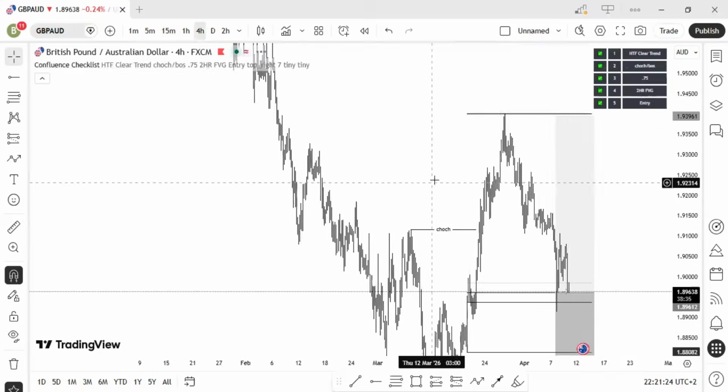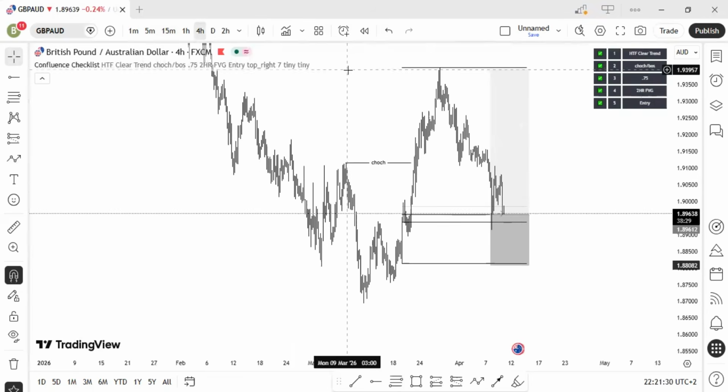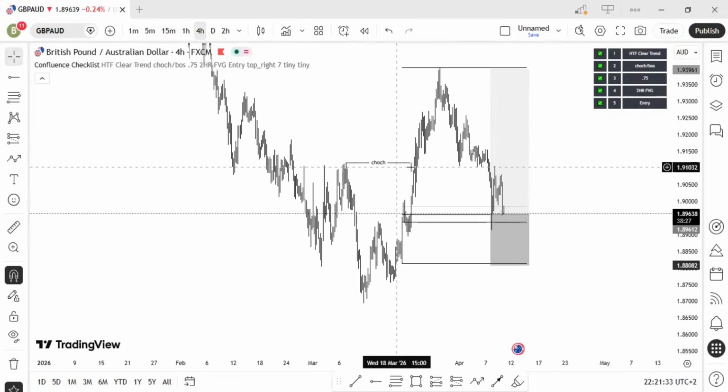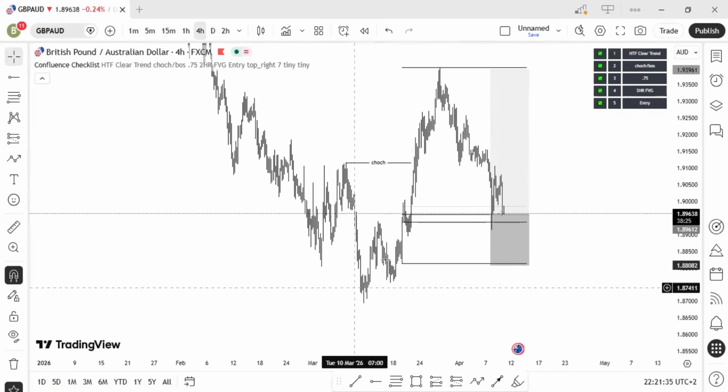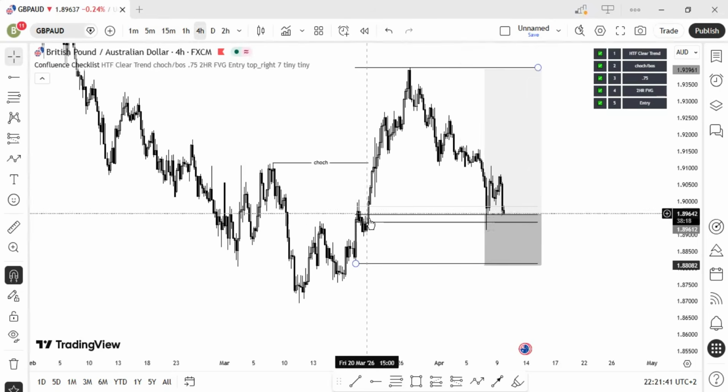For example, with this one, we've been making lower lows and lower highs, moving in a downtrend, right? And then we took this high here. That's a change of character. And then I have my fib here. We have this fair value gap here. We have this low, so I'm looking at that. We also have this fair value gap down here.